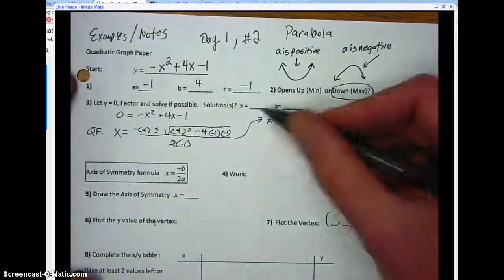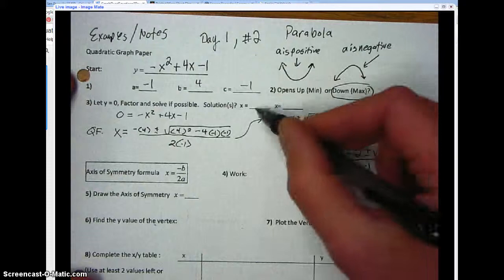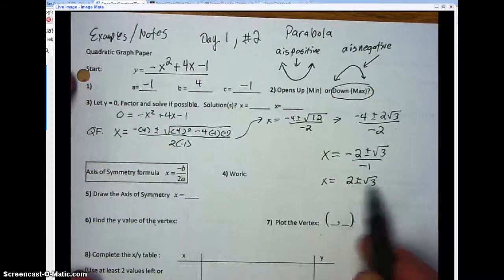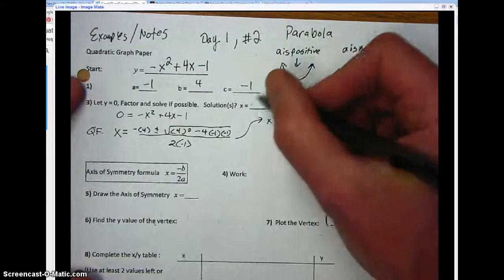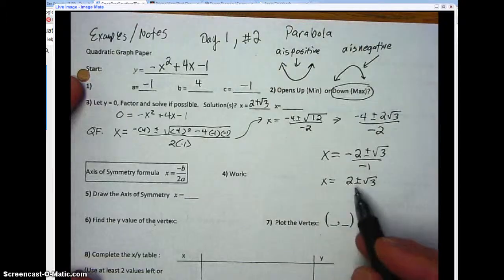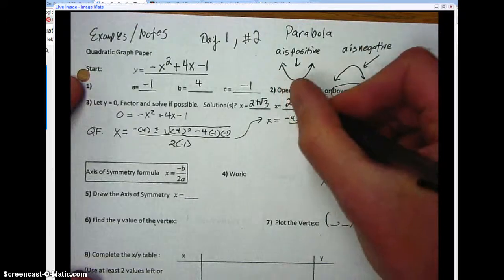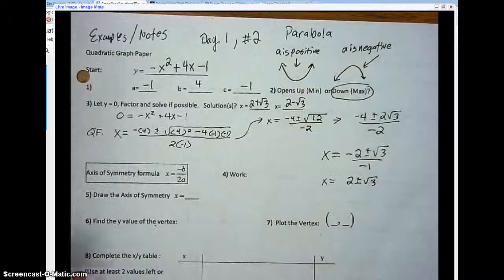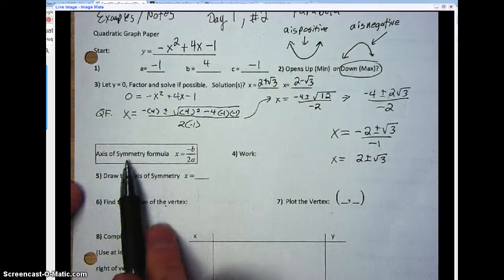Now guys, my two solutions right here, do you get that this is really two solutions? So one of them is 2 plus radical 3. What's the other one? 2 minus radical 3. Which are yucky numbers, right? Yucky numbers that a calculator would tell us the decimal equivalents of. Does anybody know what this word symmetry means?